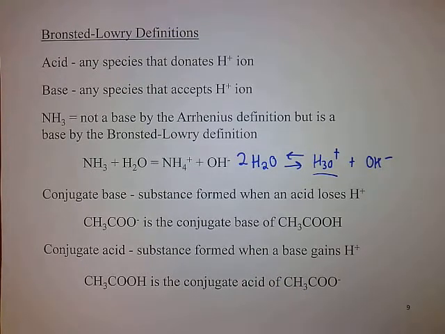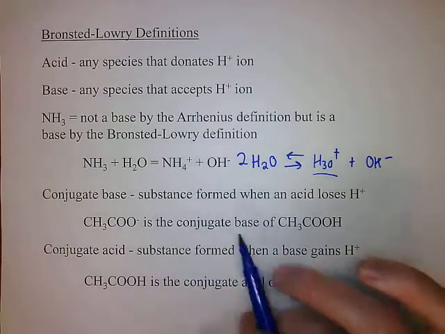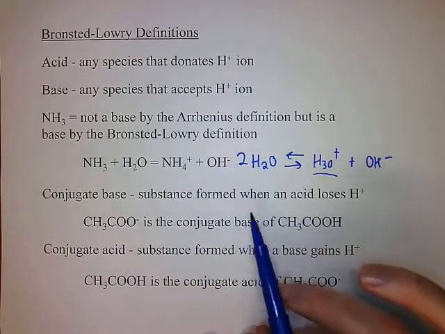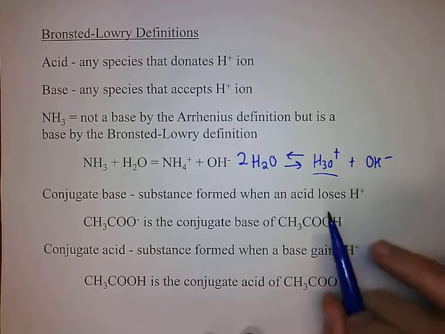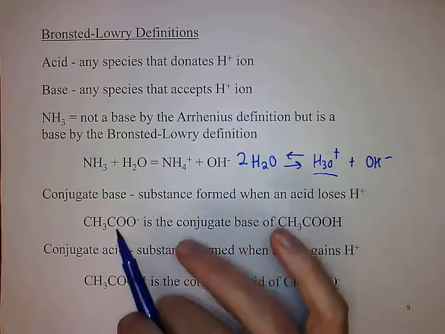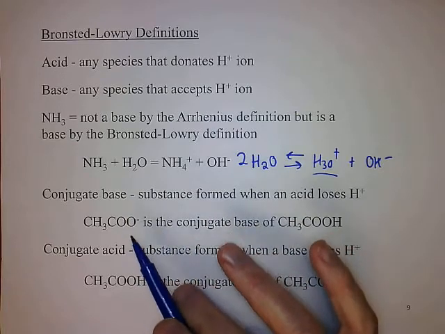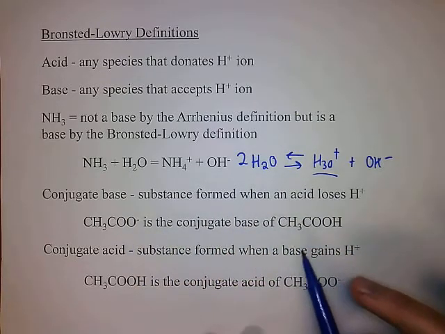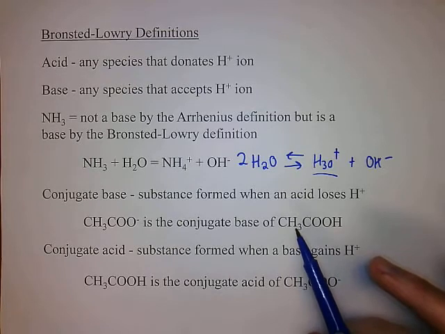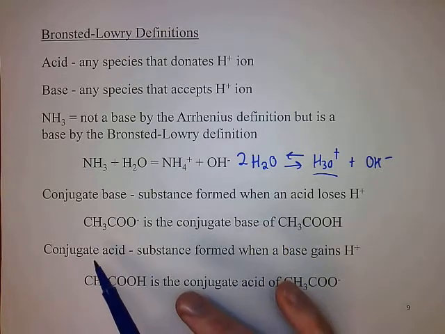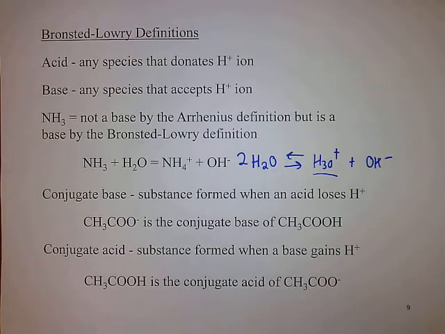Now, what we call the conjugate base is the substance that is formed when an acid loses its hydrogen ion. So, for example, acetate is the conjugate base of acetic acid. Similarly, the conjugate acid is the substance that's formed when a base gains a proton. So, for example, acetic acid is the conjugate acid of acetate.